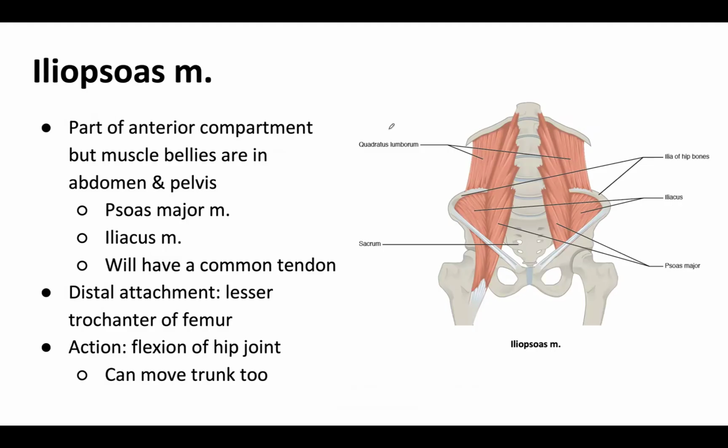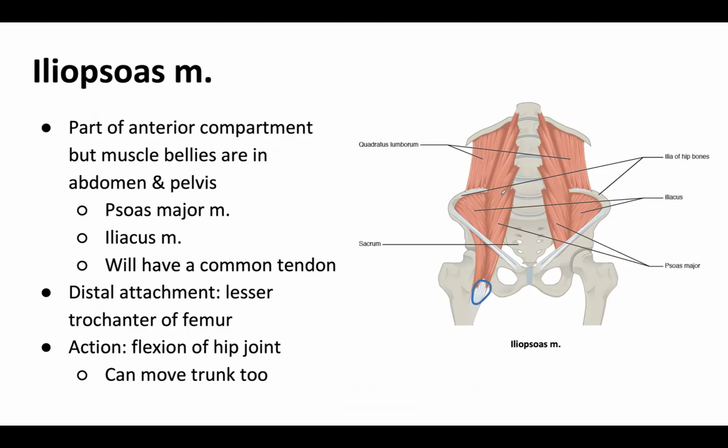Generally, when we think of the anterior compartment, we think of the quadriceps muscle because, to be fair, it does take up the majority of this region. But there are two muscles that I want you to be aware of in this compartment as well, starting with the iliopsoas muscle, which is actually a combination of two muscles with one common tendon.